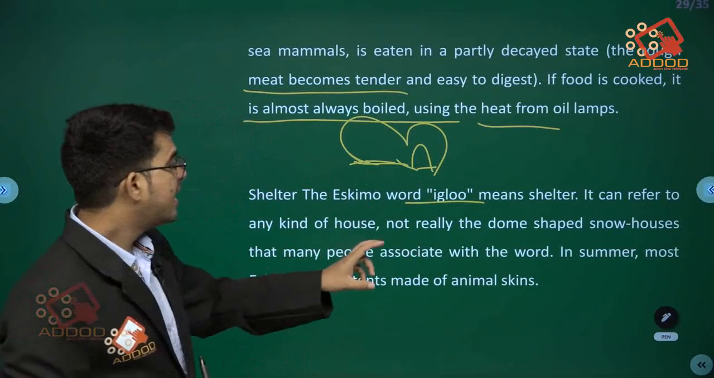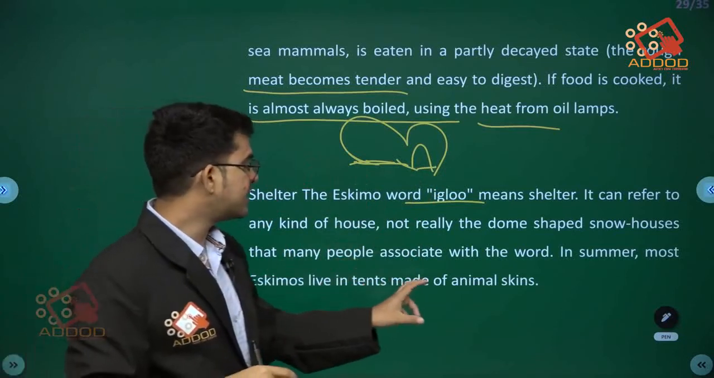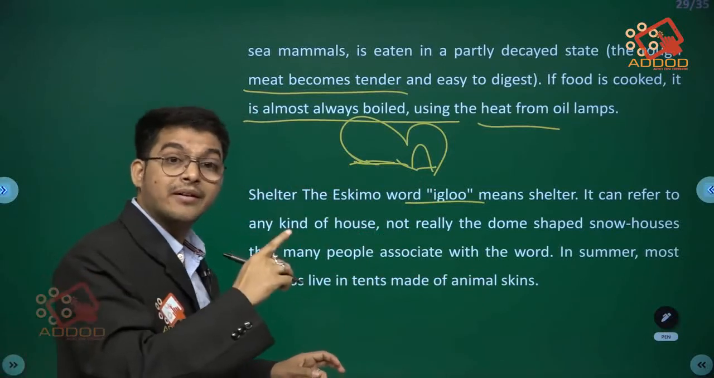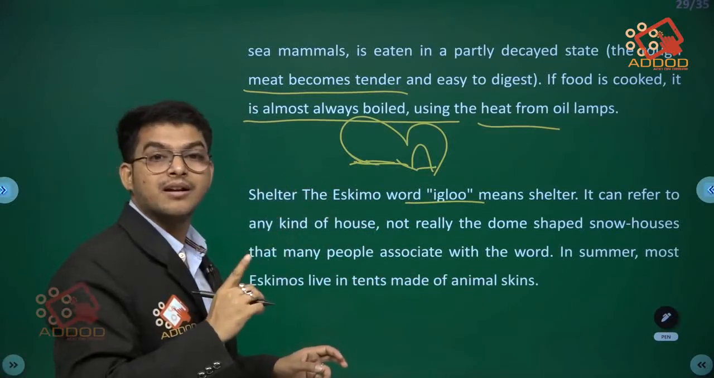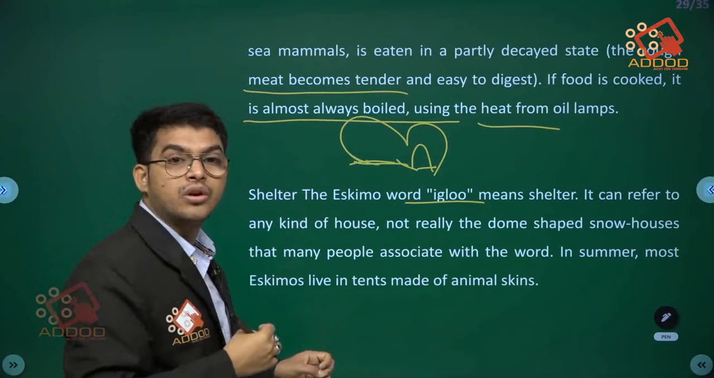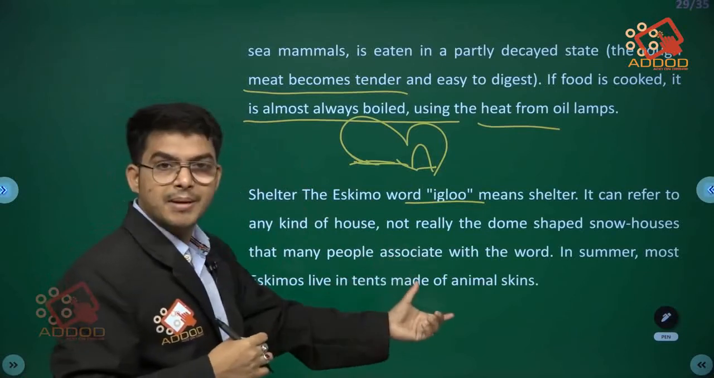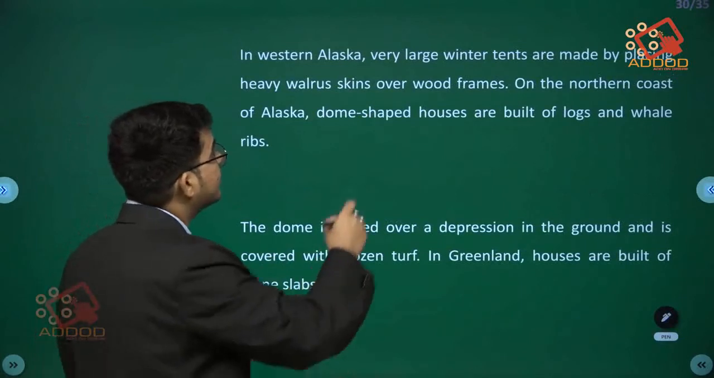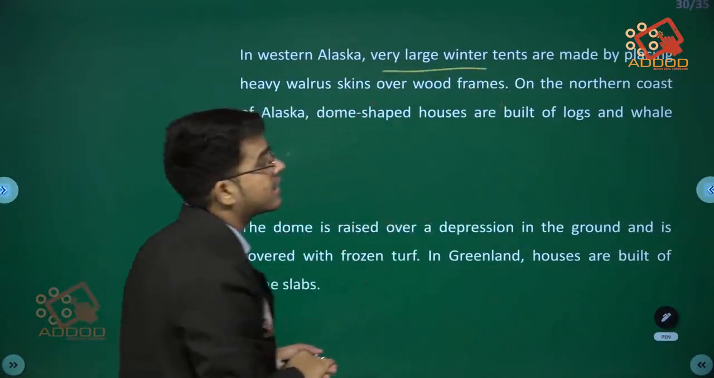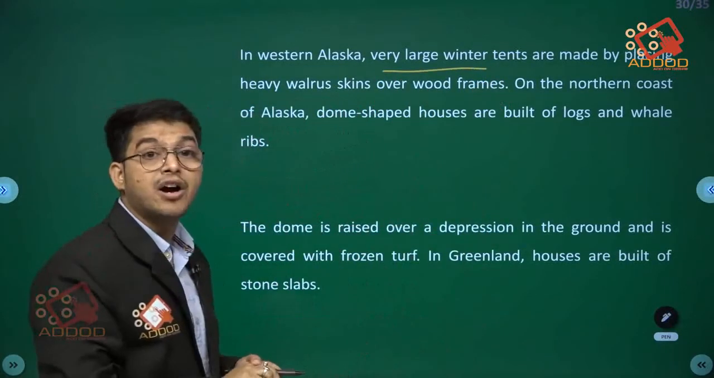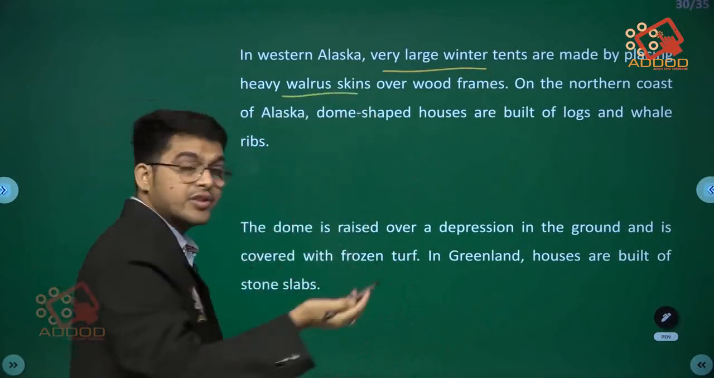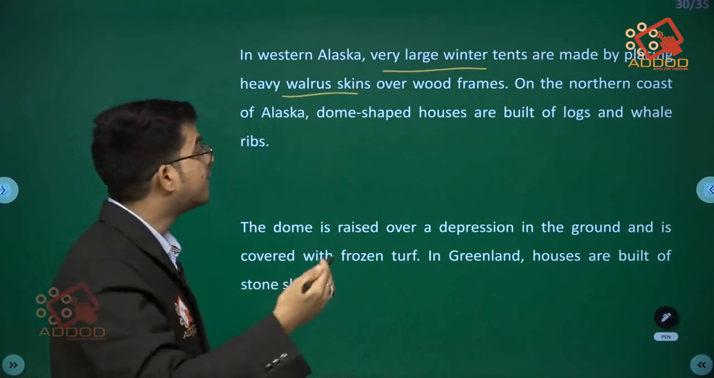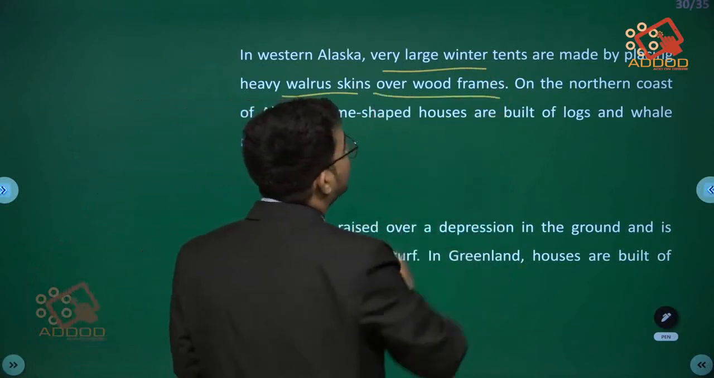Okay, so in summer, most Eskimos live in tents made of animal skins. For them it is summer, but it is still very cold, so they make them with mammal or animal skins. In Western Alaska, dear students, very large winter tents are made by placing heavy walrus skins, walrus being a kind of species, over wood frames.